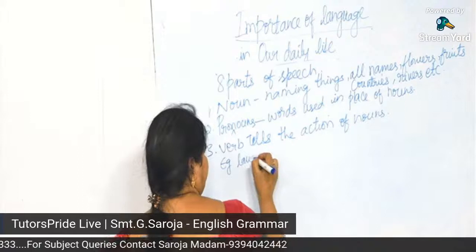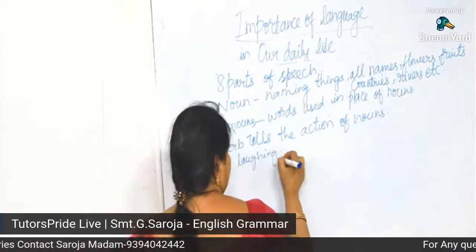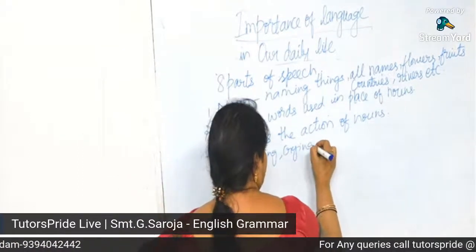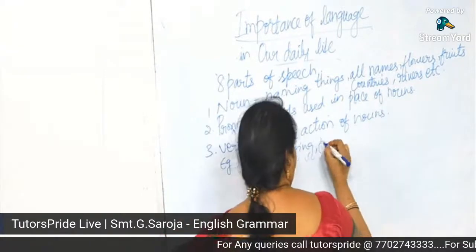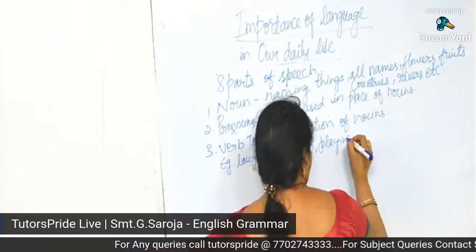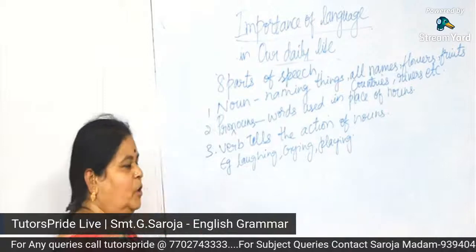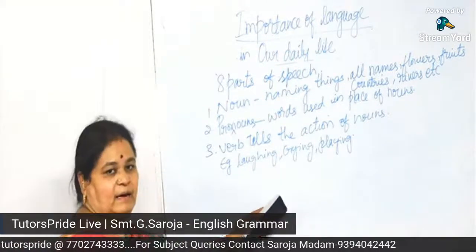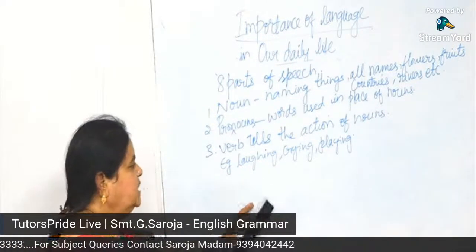Example: laughing, crying, playing, like that. The boys are playing cricket. The children are laughing. So these words are telling the nouns.